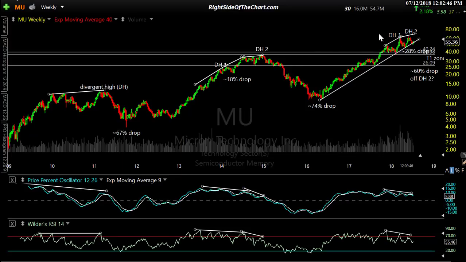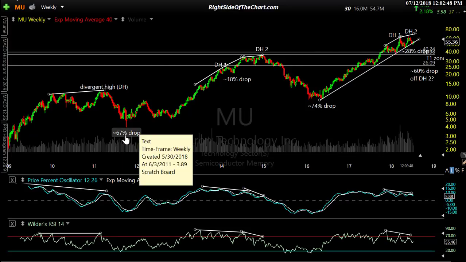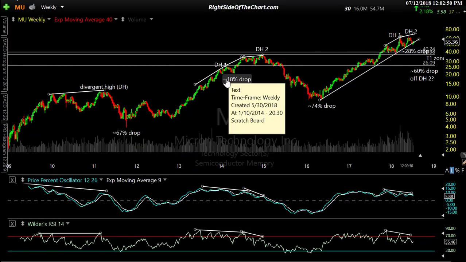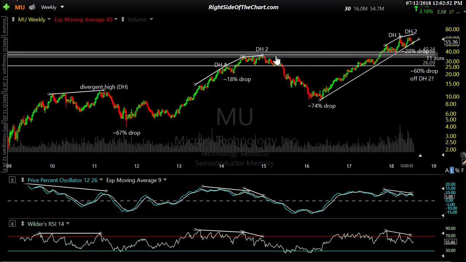These are just corrections in a bull market trend for Micron, but you're looking at a 16% drop after that divergent high, an 18% drop after this divergent high, and a 74% drop. That was a consecutive. I talk about this a lot. Divergent high number one was a little shot across the bow. We pushed up, continued to diverge, just like the NASDAQ 100 is doing right now.